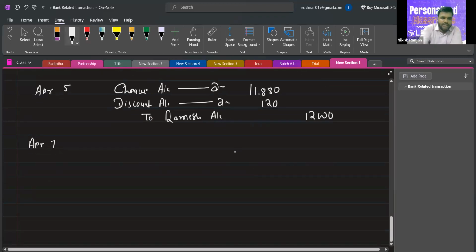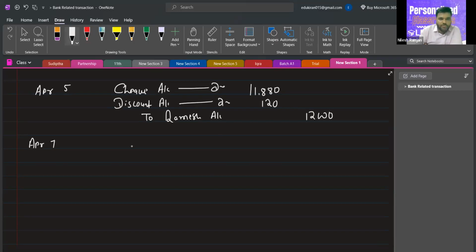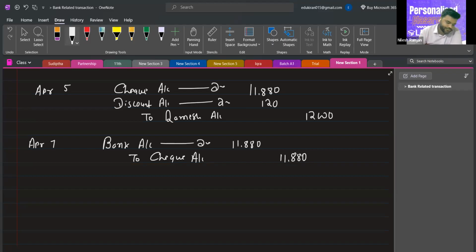Now April 7. We have deposited that check into our bank account. So the entry will be bank account debit to check account. The amount will be 11,880. Now it is said that Ramesh's check is dishonored, bank charge 20 rupees.